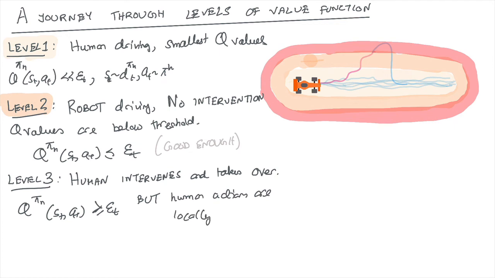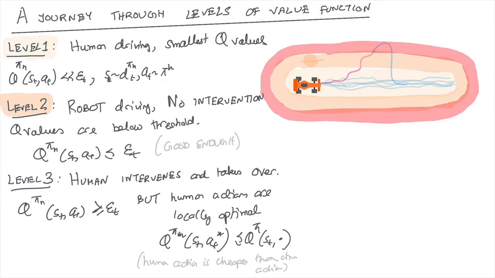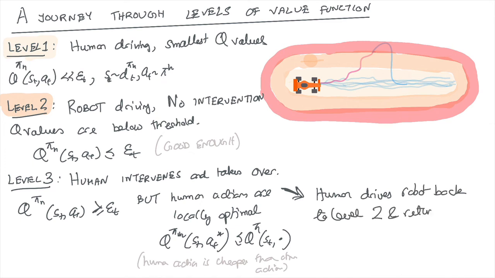But notice one interesting thing: when the human has taken over, the actions they're demonstrating are locally optimal. So while the absolute Q values are high, the relative Q values of those demonstrated actions are cheaper than other alternatives. The human, in this case, drives the robot back into level 2 and returns control to the robot. And this process continues, where the robot stays in level 2, leaves, the human takes over, drives back.